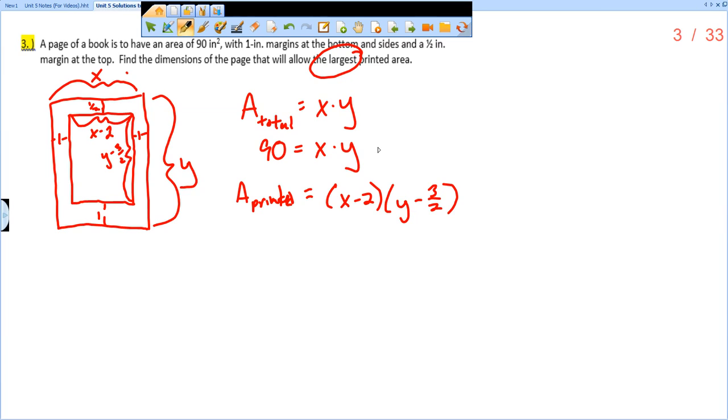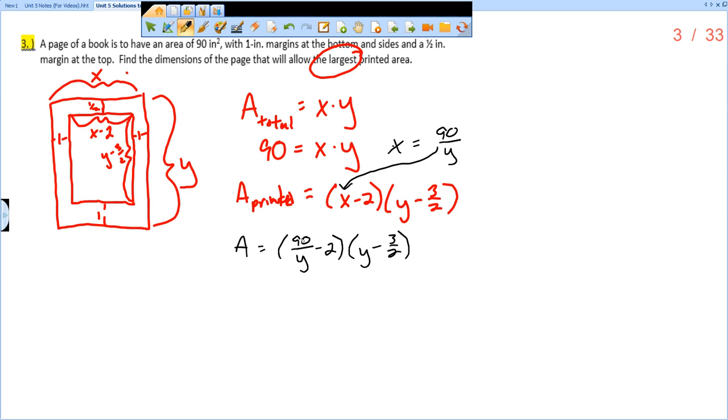So let's say I'm going to solve for x. So x is going to equal 90 divided by y, and that means I'm going to take x out and put 90 divided by y in. Now, you could also solve for y and get 90 divided by x and then sub it in there. So the area of the printed matter is going to be (90/y - 2)(y - 3/2). So now I have an equation in one variable, and so now I can go ahead and find the derivative and set it equal to 0 and solve.